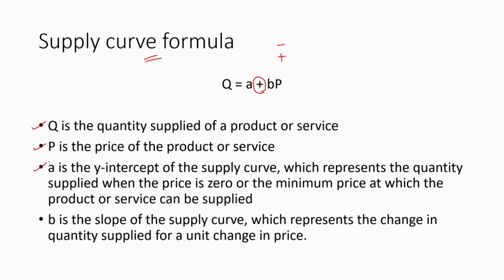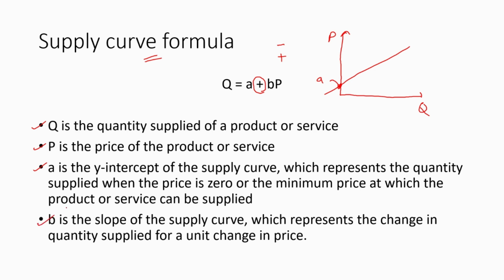A is the y-intercept of the supply curve, which represents the quantity supplied when the price is 0, or the minimum price at which the product or service can be supplied, which is this value. This is the quantity, this is the price, and let's assume this will be the supply curve. So here this point will be the A value.